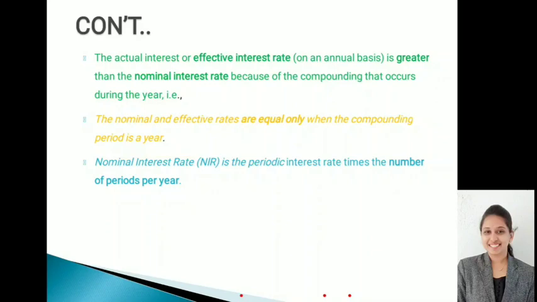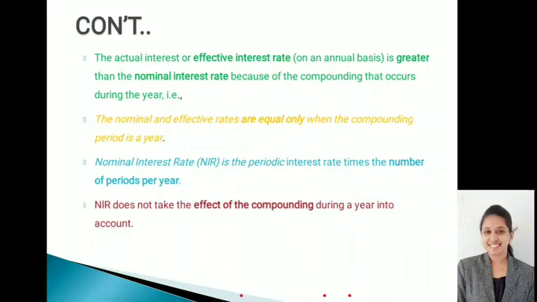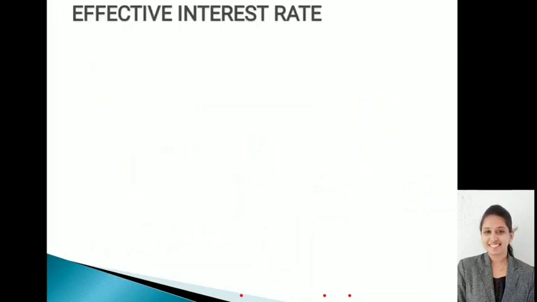Nominal interest rate is the periodic interest rate times the number of periods per year. That is how we divide. Thus, nominal interest rate does not take the compounding during a year into account. So this is what it is all about the nominal rate of interest. Now we'll see what is the effective interest rate. When we solve the numericals, both the concepts will be still clearer.